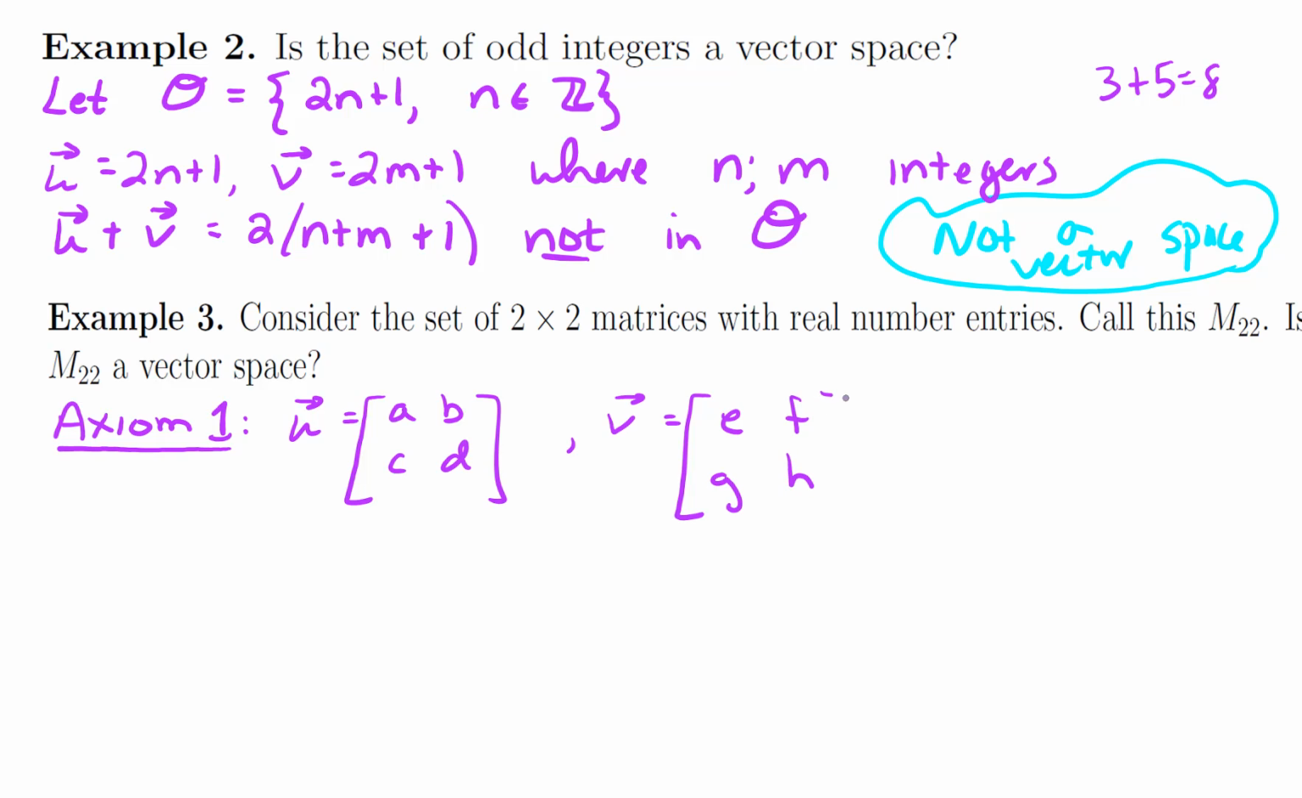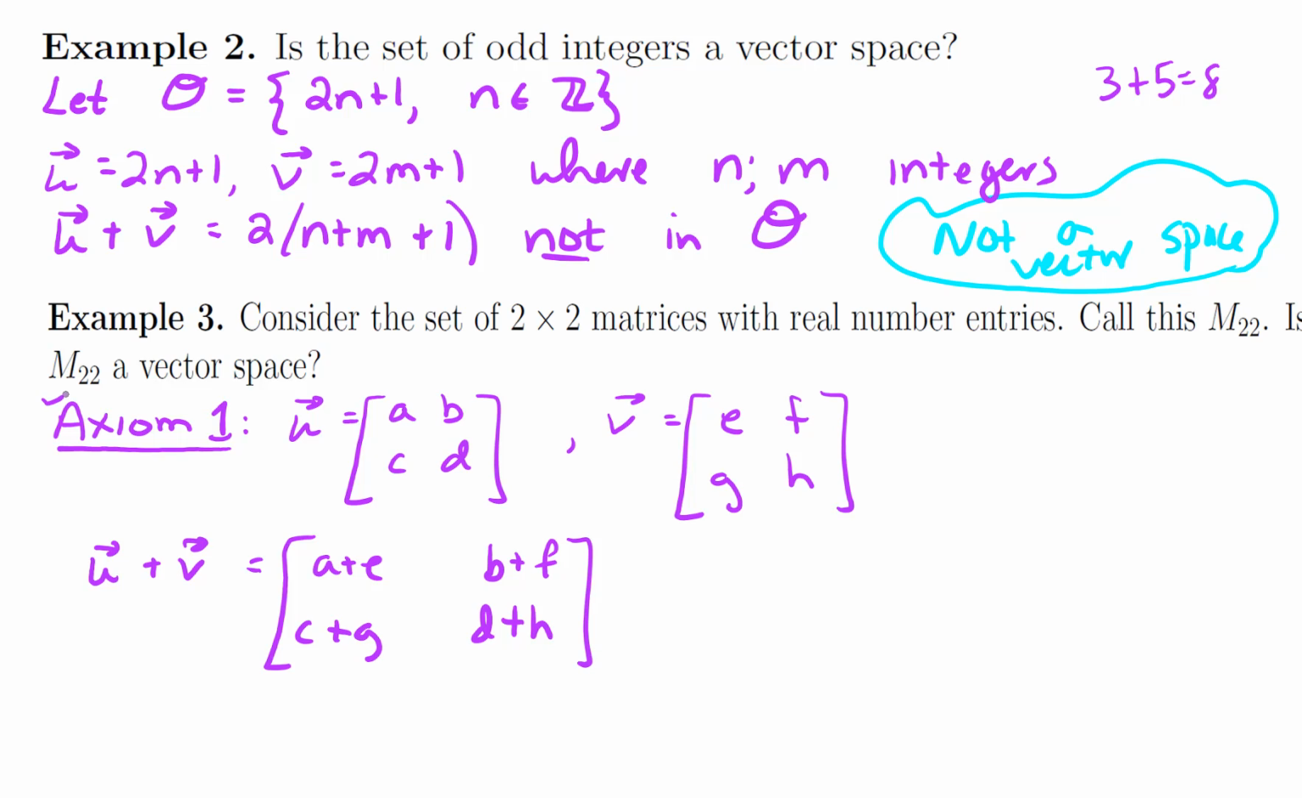And when we add these up, U plus V, certainly we do get another 2 by 2 matrix. Okay, so that axiom is verified.